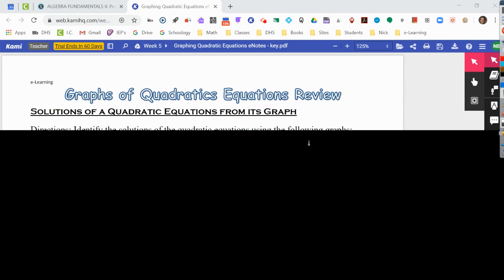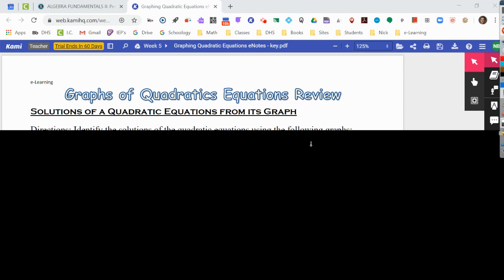All right, so today's notes lesson, we're just going to review what we've done all week. We're going to look at the graphs of quadratic equations. We're going to find the solutions by looking at the graph. We're going to practice a little bit of graphing, as well as seeing what happens to the parent graph, how it shifts or moves depending on what happens to the equation.